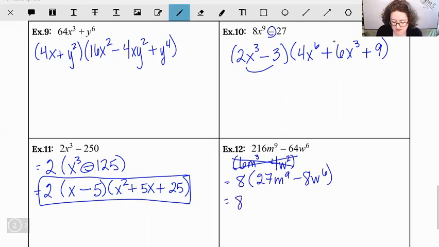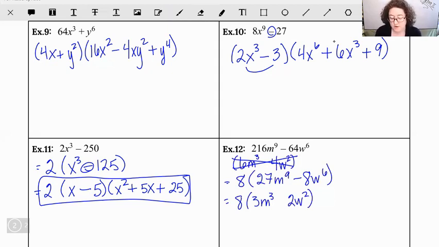So I'm going to keep copying down that 8. 27 is really 3 times 3 times 3. M to the 9, again, m cubed is my perfect cube root. 8, we're now down to a 2 as the perfect cube root, and w squared. Nice prime numbers that do not have any common factors. So let's use that to keep finishing up.